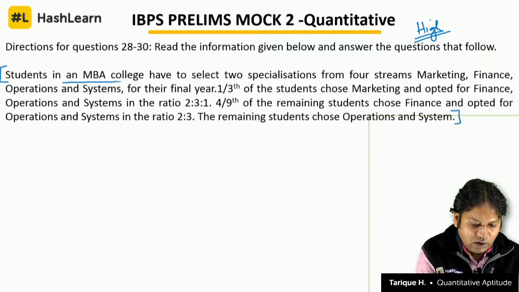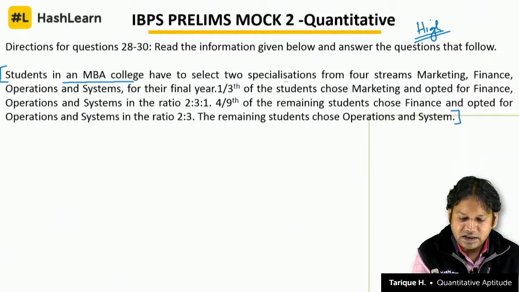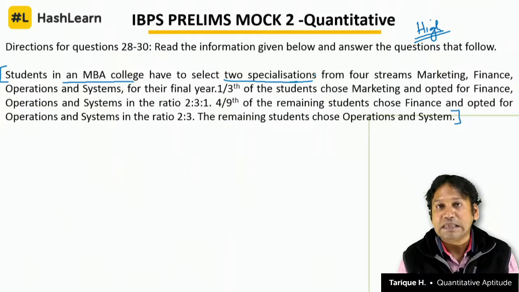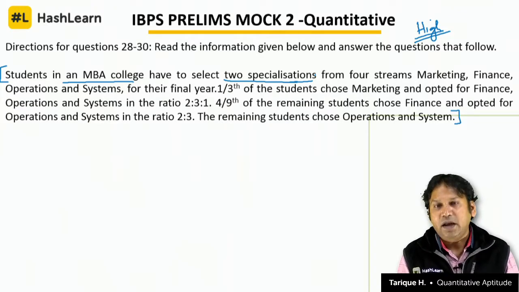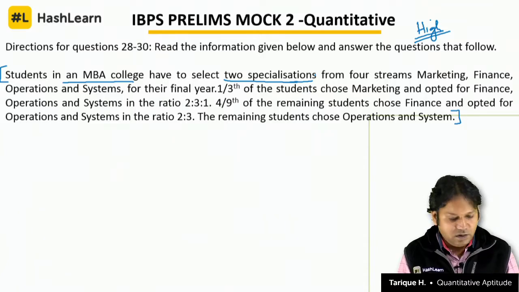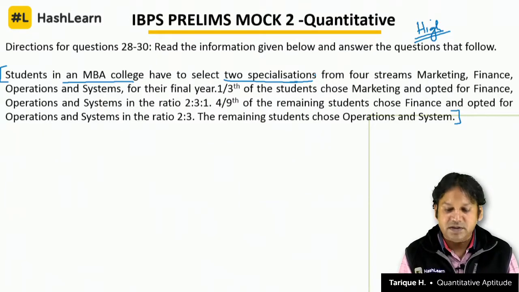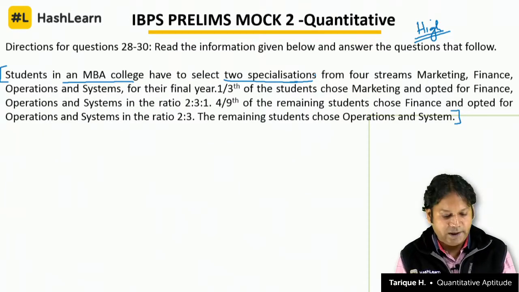Students in an MBA college have to select 2 specializations from 4 streams. So they have to take any 2: marketing, finance, operations and systems. Any 2 of these specializations they can take. So they can take marketing with finance, or marketing with operations, or marketing with systems, or finance with operations, or finance with systems, or operations with systems. So these are the different combinations they can take.